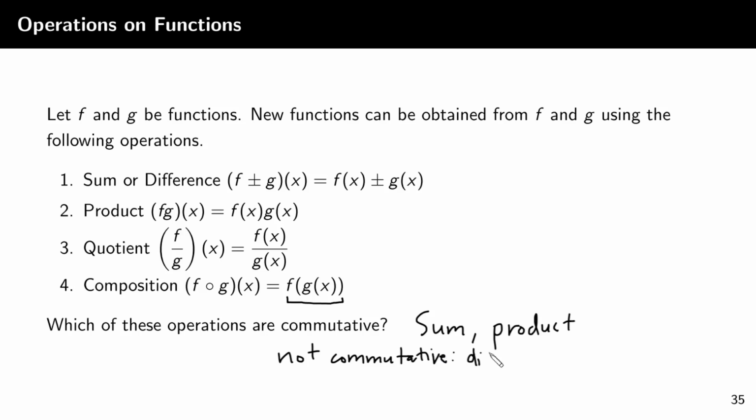We have the difference. Of course, a minus b is not always equal to b minus a unless parehong 0 sila. And then, f divided by g is not equal to g divided by f. And then, it turns out yung composition din hindi siya commutative. But let's show that in the next example.